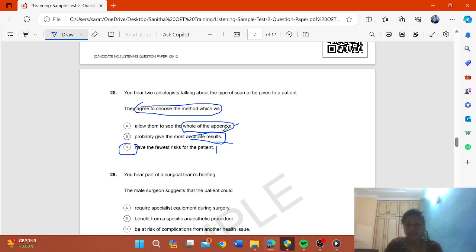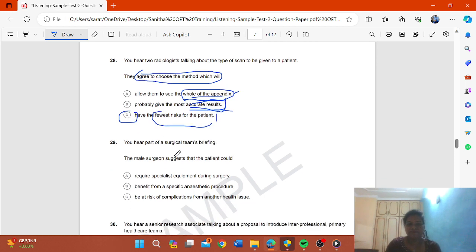So in the audio they said the whole of the appendix, they said the research also, but they didn't say any word about the fewest risk for the patient. But they said we can avoid the child being subject to radiation exposure. Okay, contrast exposure, that means they are going to follow the low risk for the patient. So that's the reason C is the answer.